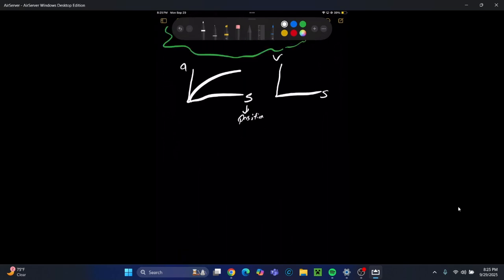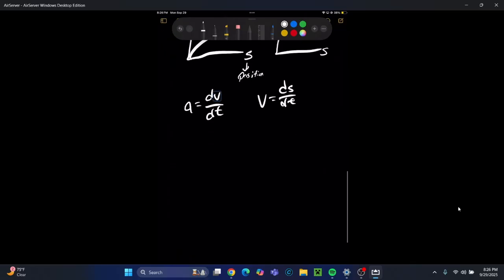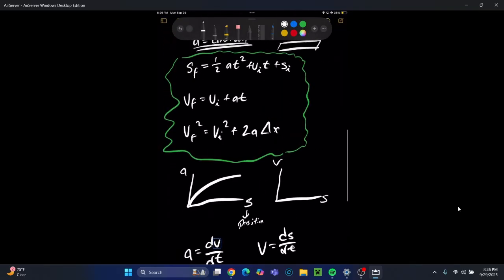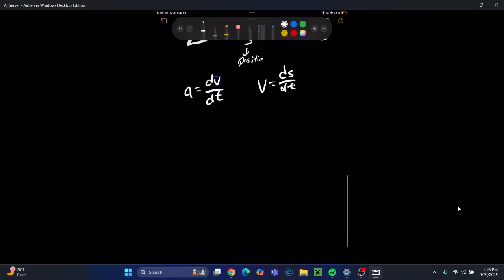Anyway, we want to remove time from our equation. So just looking back at it, as a reminder, we have a equals dv dt. We have v equals ds dt. And similarly, when we found the first two kinematics, we'll find the third one here in a second. Actually, I won't find it, because screw you.